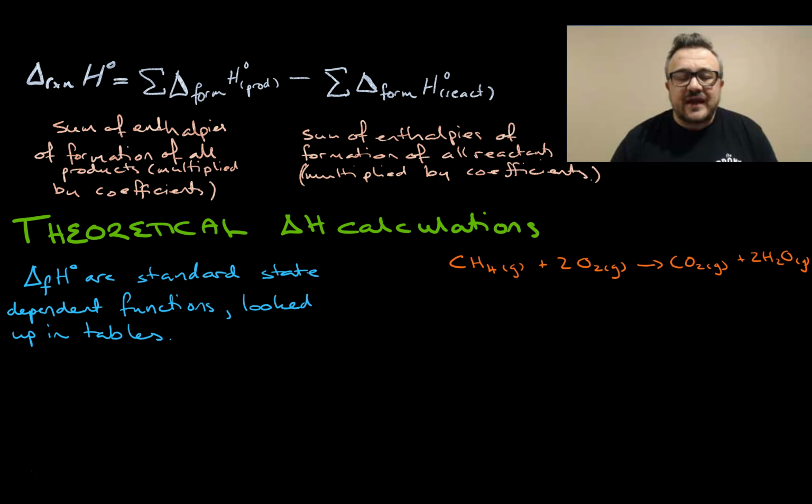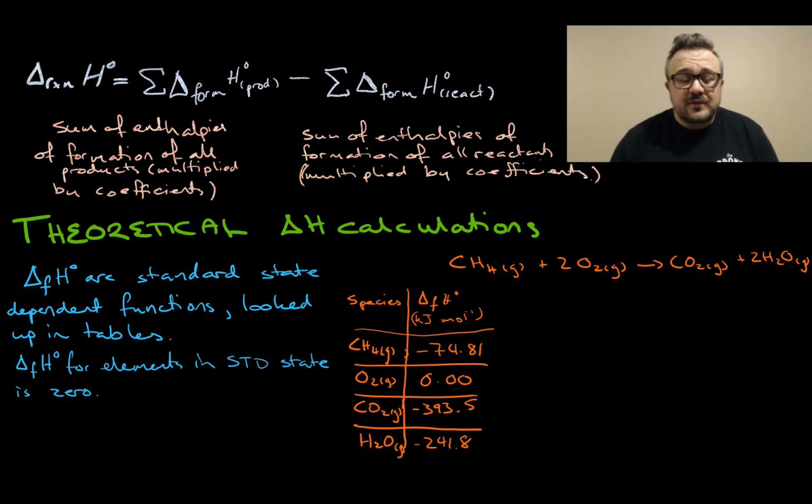So we're looking at theoretical calculations, and we can actually look this up in a table. Delta H for our elements in their standard state is 0. Here we have all the species in this reaction: methane, oxygen, carbon dioxide, and water. And here we have the delta H of formation for them. It's negative 74.81. So going from carbon plus hydrogen to methane is an exothermic reaction. Here we have another exothermic reaction and another, and that is to build these out of our standard states. Remember, this one here is a 0.